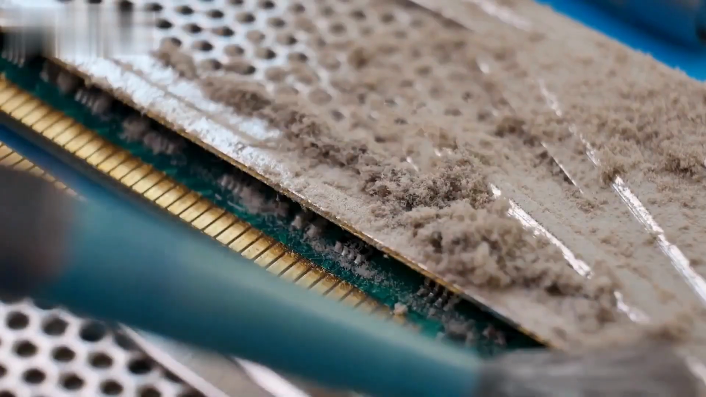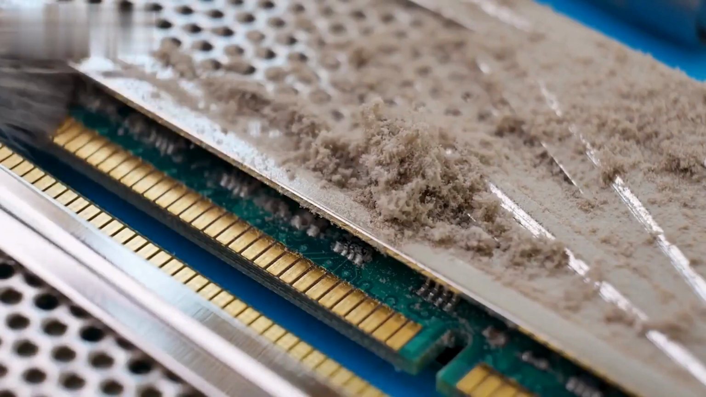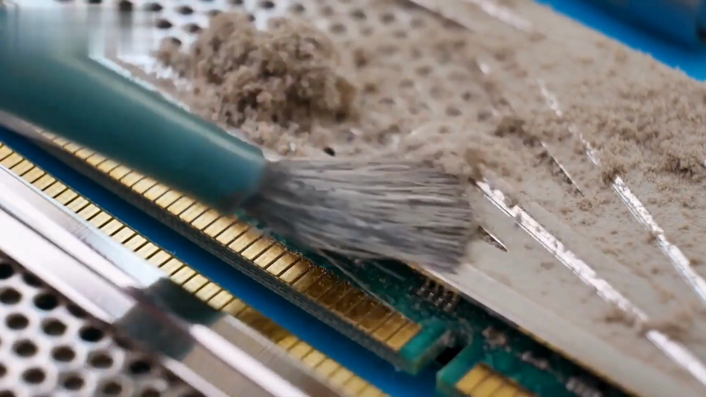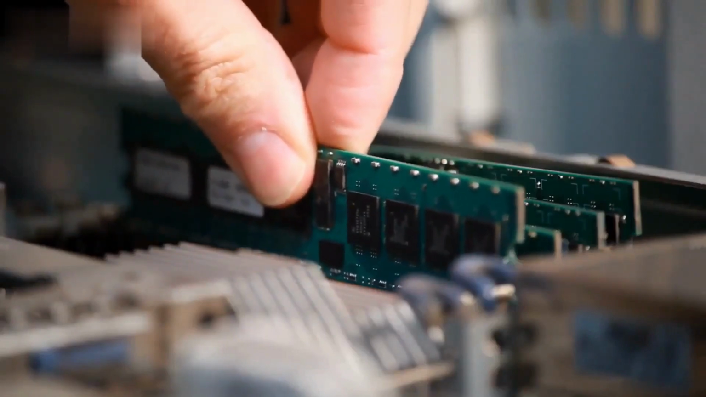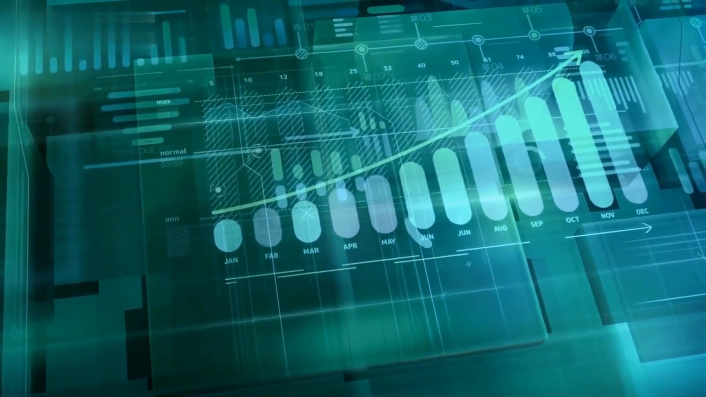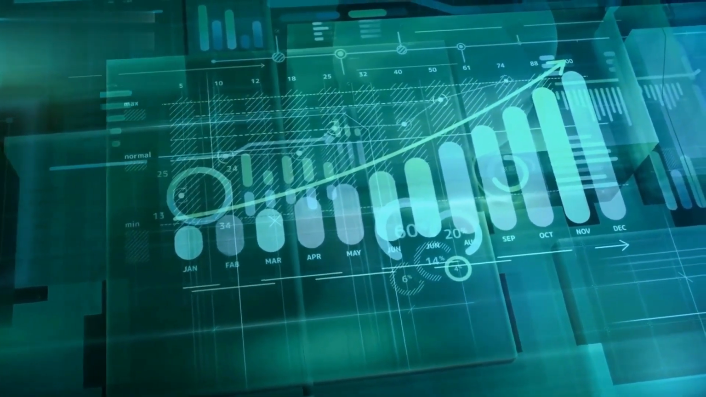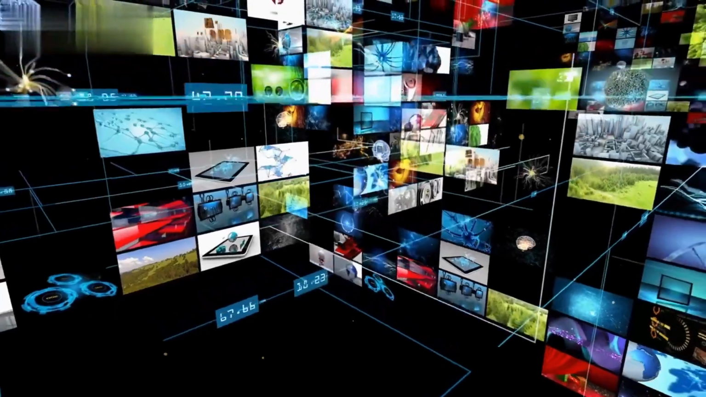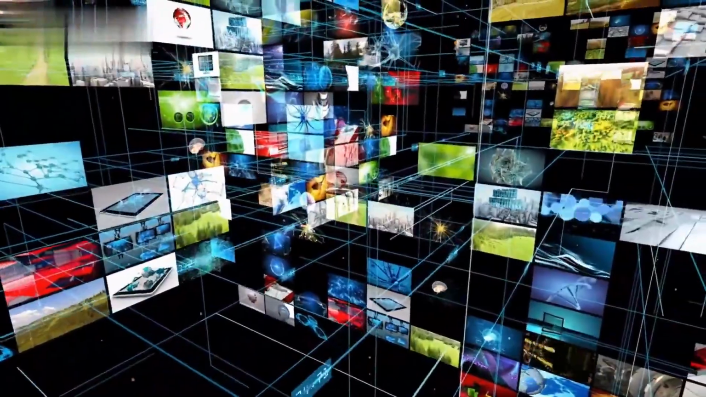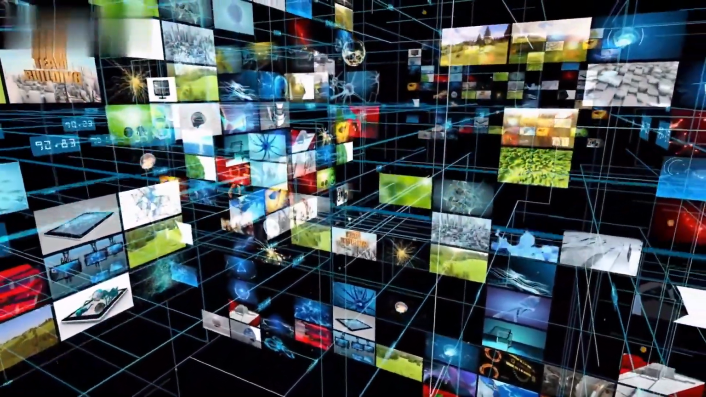Today, we are going to be discussing one of the most important components of a computer, the random access memory. First, let us define what RAM is. Simply put, it is a type of computer memory that is used to temporarily store data as you work on your computer. This data can include things like the operating system, applications, and any documents or files you have open.